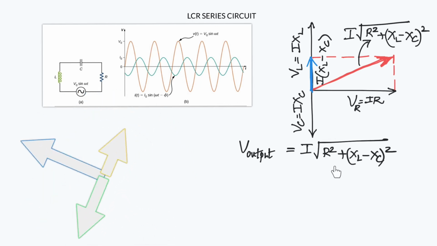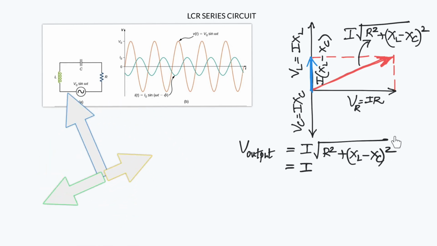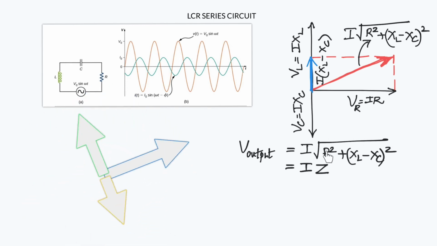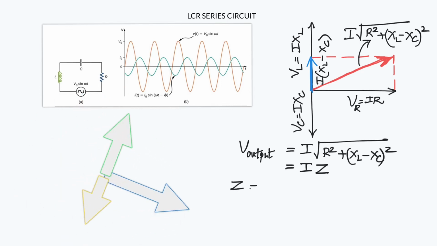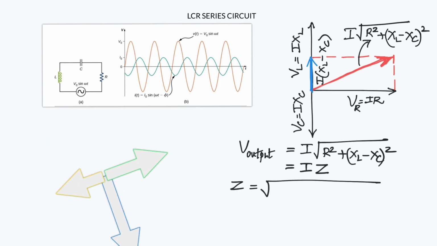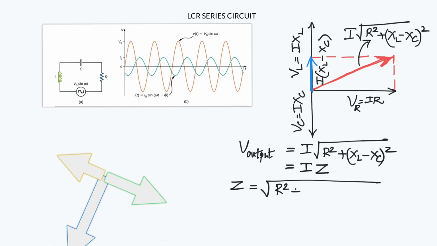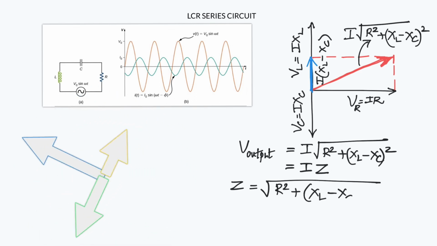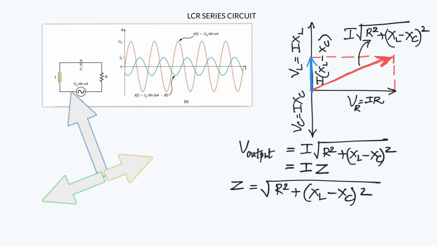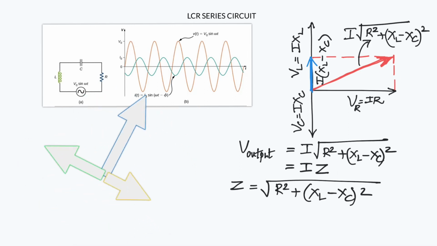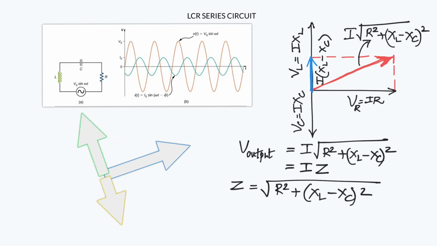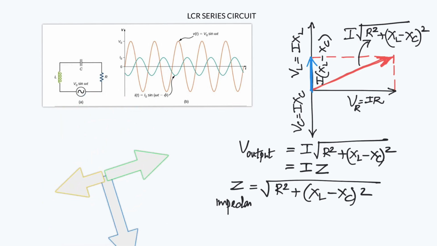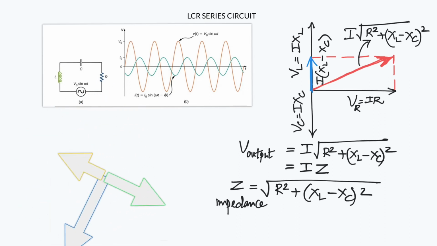Now this factor here, which is a combination of a resistance and a reactance, is called the impedance, represented by the letter Z. So impedance is the combination of a resistance and a reactance, and in this case it's given by this formula, square root of R squared plus (XL minus XC) whole squared. So that's how you calculate the impedance in an LCR series circuit.